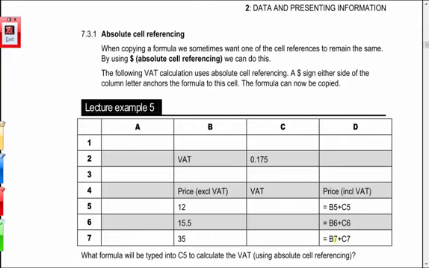Sometimes then we might want to always use the same cell when we are doing a calculation. So for example, if we put the VAT rate in one cell, we might want to continue to use that one cell for all of our calculations. And that's known as absolute cell referencing, which we do by denoting a $ either side of the column letter. And we can copy that formula across using that cell repeatedly. And we're going to see this in example 5 now.